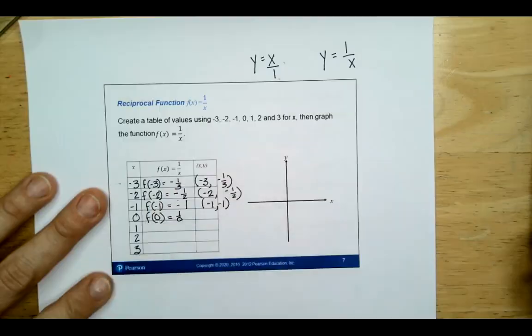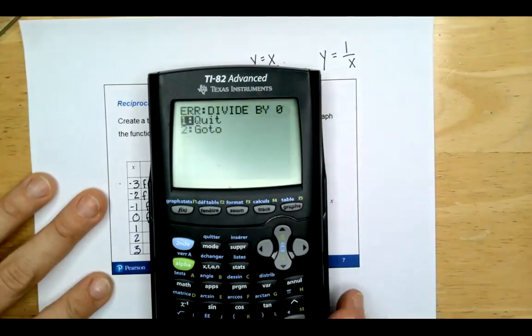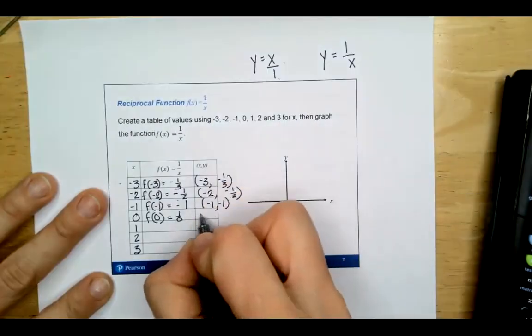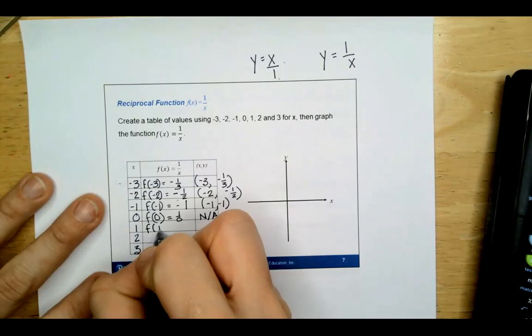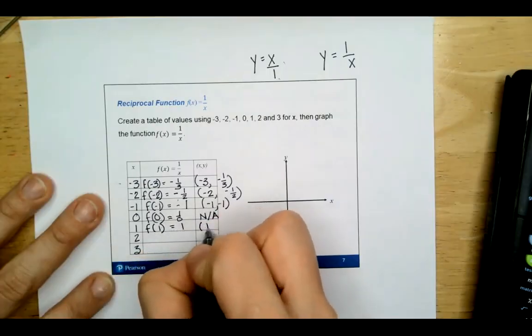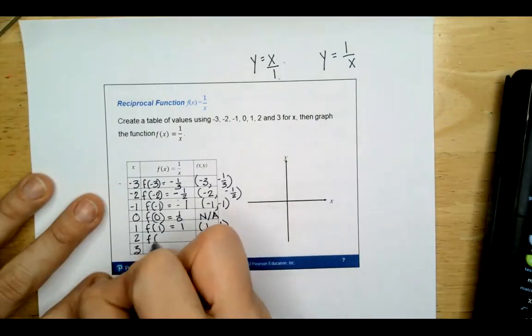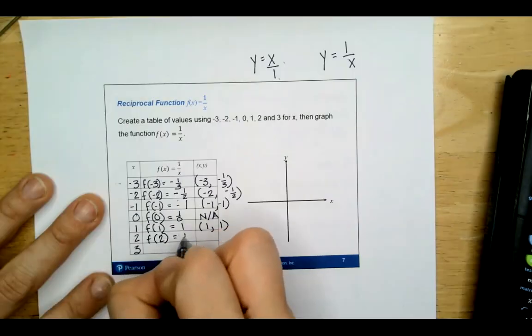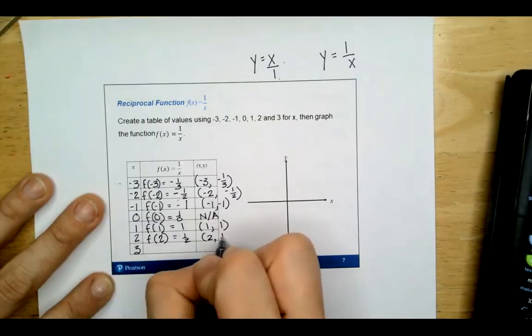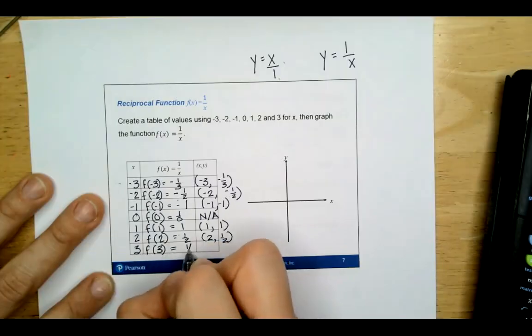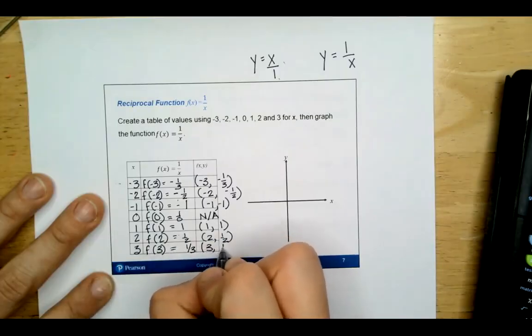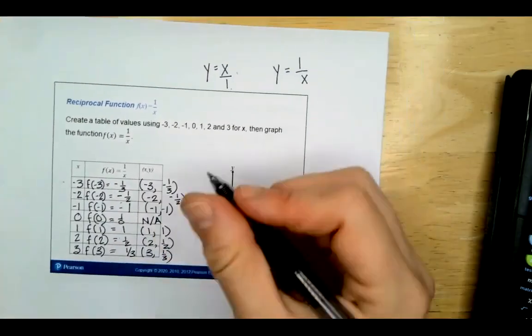When x is 0, it's 1 over 0. What happens if you put 1 over 0? It does not exist. So that is a hole in your graph. When x is 1, y is going to be 1. 2 is going to be +1/2. 3 is going to be 1/3. Good, so let's graph these.